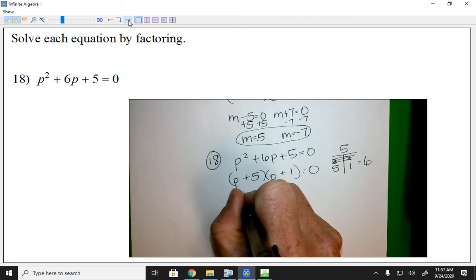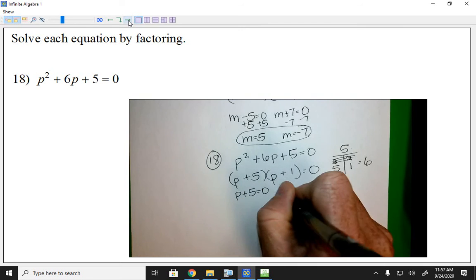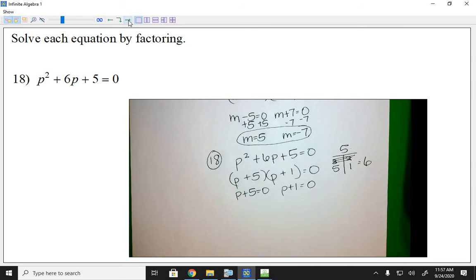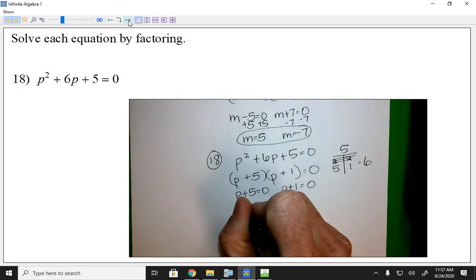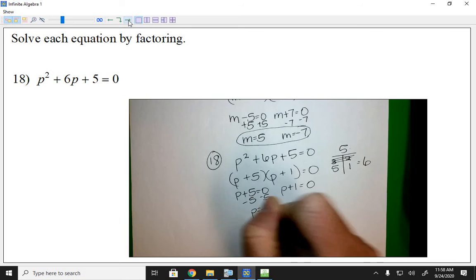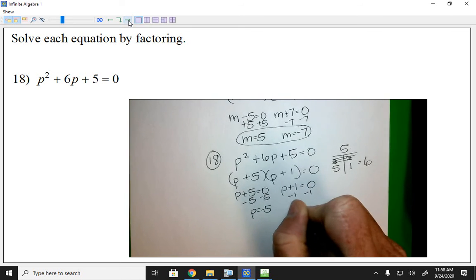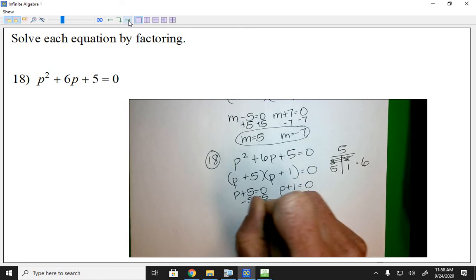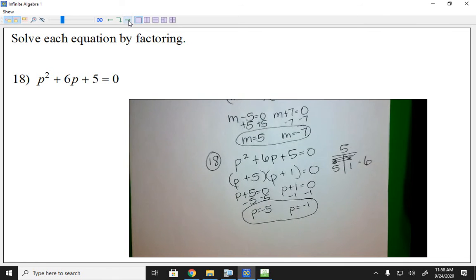Set each equal to 0 because the zero product property tells me that they're going to be 0. And then solve for p separately. So p equals negative 5 and p equals negative 1. Okay, let's look at a few more because I think we have some bottoms up problems.